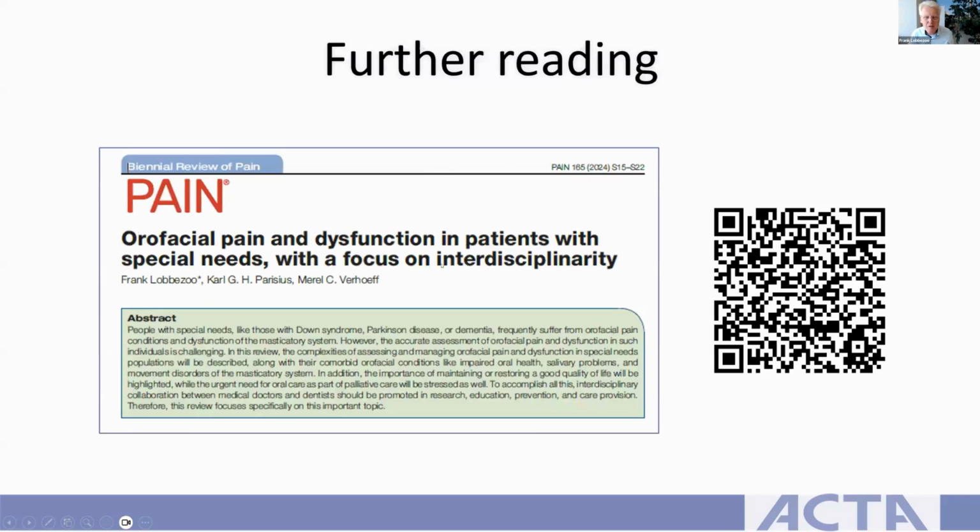So this is the paper on which I based the main part of my presentation. I added a few new papers, of course, because it's an update of another presentation. I will send this PowerPoint to your group so that you can read it. You can scan the QR code. It's an open access paper, so you can read more, and all the references in there will be available for you.